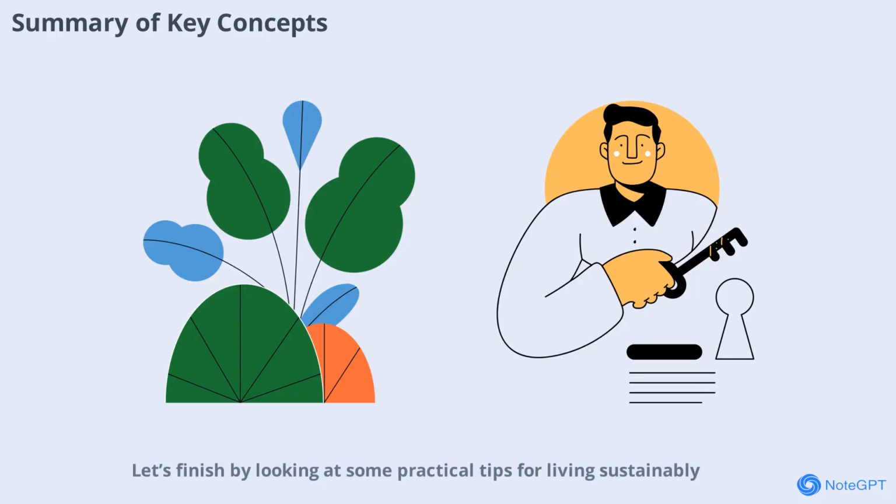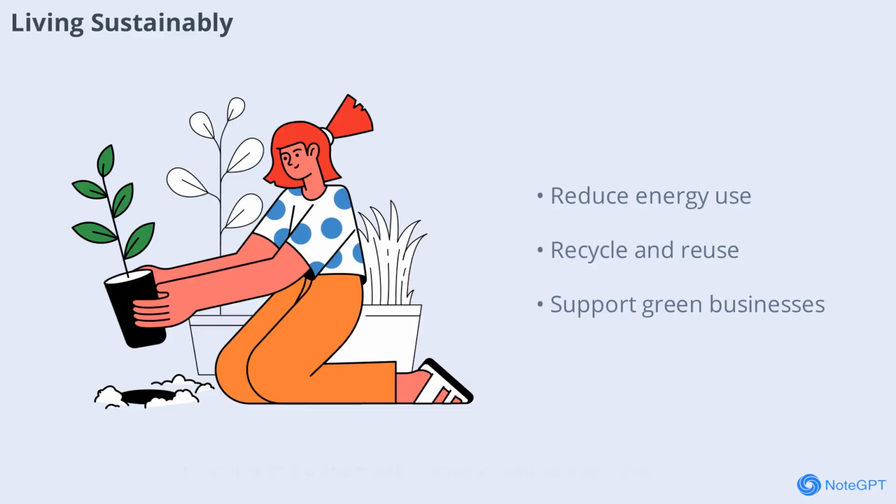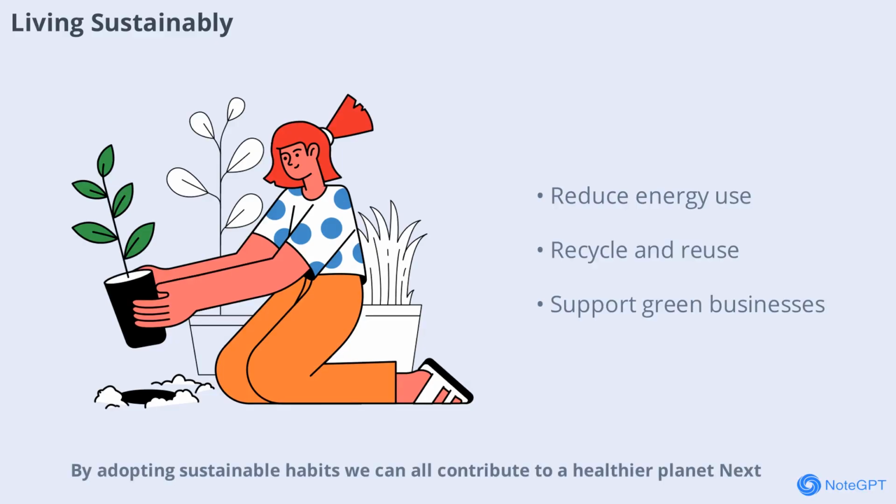Let's finish by looking at some practical tips for living sustainably. Living sustainably means making choices that reduce your environmental impact. This includes using less energy, reducing waste, choosing renewable resources, and supporting eco-friendly businesses. Small changes like turning off lights, recycling, and using public transport add up over time. By adopting sustainable habits, we can all contribute to a healthier planet.